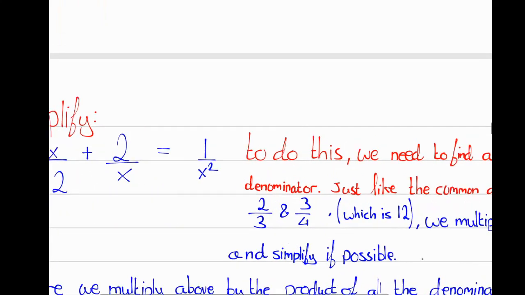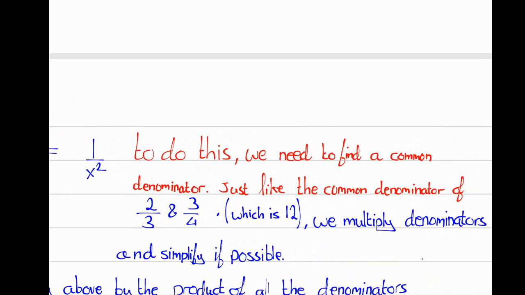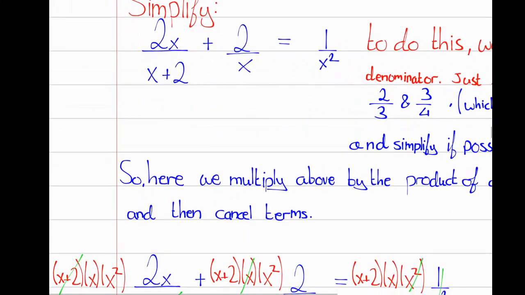Okay, so we need to find a common denominator, as you would with numbers. So if we were adding 2 over 3 and 3 over 4, we multiply the denominators by each other to guarantee us that we have a common denominator, and we find what each of these numerators on top will be over that new denominator. So that's how we're going to work this algebraically.